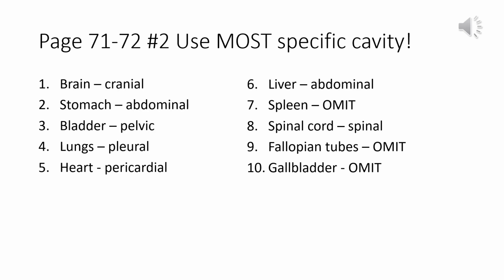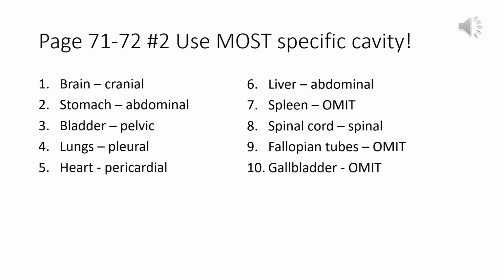So, using the most specific cavity, the brain is in the cranial cavity. The stomach is in the abdominal cavity, which, yes, is part of the abdominal pelvic cavity, which is part of the ventral cavity, which is why I said use the most specific cavity. The bladder is in the pelvic cavity. The lungs are in the pleural cavity. The heart is in the pericardial cavity.